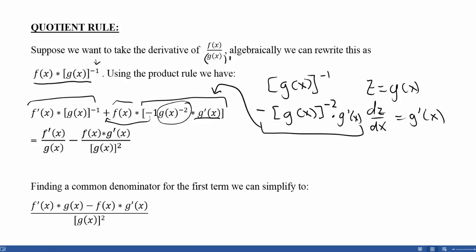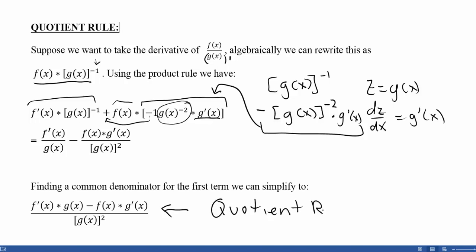So finally, if we want to get a common denominator, we can get the common denominator of g squared if we take the first function and we multiply the top and the bottom by g of x. Doing so means that in the numerator, we'll have f prime of x times g of x, and in the denominator, we'll have g of x squared. Putting that all together, we end up with something that looks like this. f prime of x times g of x minus f of x times g prime of x, all divided by g of x squared. And this is what we call the quotient rule.